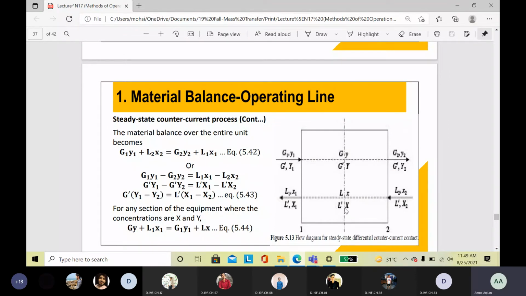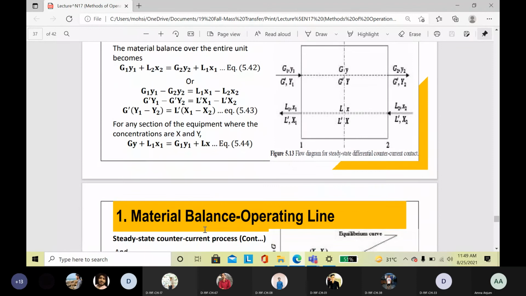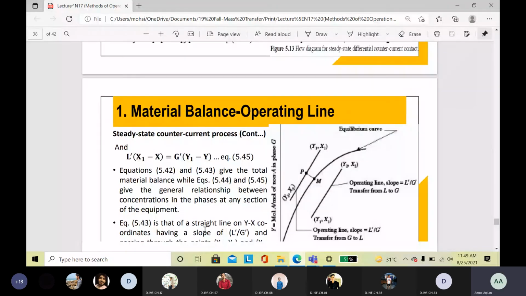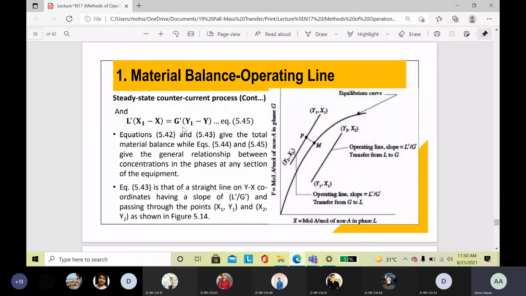जहाँ पे हमारे पास x एंड y जो कंसंट्रेशन है इक्विपमेंट के अंदर किसी भी सेक्शन पे, तो हम उसे रिप्रेजेंट कर सकते हैं इस इक्वेशन से, दैट इज Gy plus L1 x1 equals G1 y1 plus Lx. And L prime (x1 minus x) equals G prime (y1 minus y).